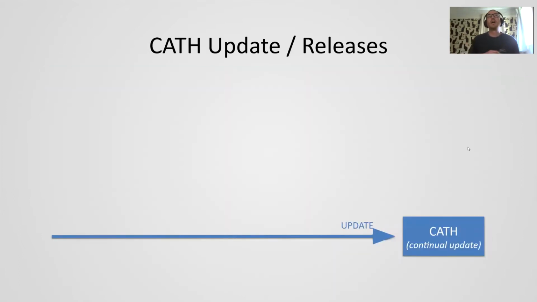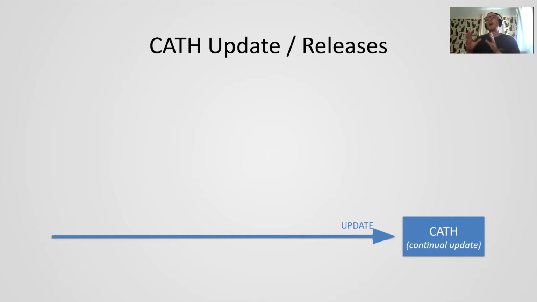In terms of the update and release cycle of CATH, CATH is a continually updated resource. So we have a bunch of automated scripts that assist us to bring data in and to push that data through to annotate, to make curation decisions. If they are very, very similar to decisions that have already been made by a human, then we can automatically inherit those annotation decisions. So these are continually updated all the time.